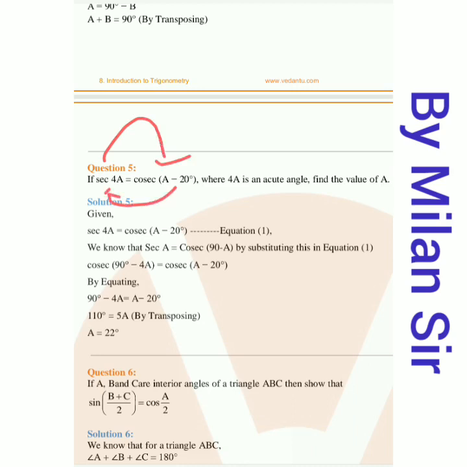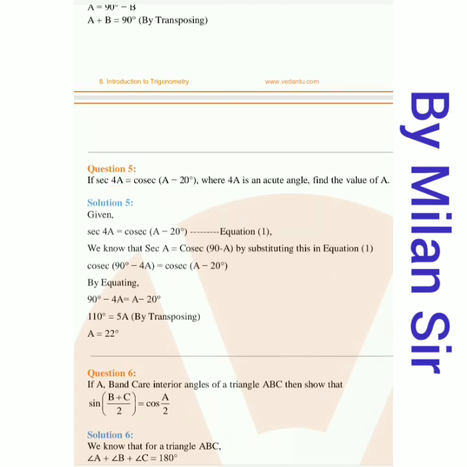Okay. So here again same thing, we can convert sec into cosec, otherwise we can convert cosec into sec. But here it's easy to convert sec into cosec, because it's a single term in the angle, meaning 4a. Here two terms are present in the angle, a minus 20. So it is very easy to convert sec into cosec. So what is the formula? That is sec theta is equals to cosec 90 minus theta.